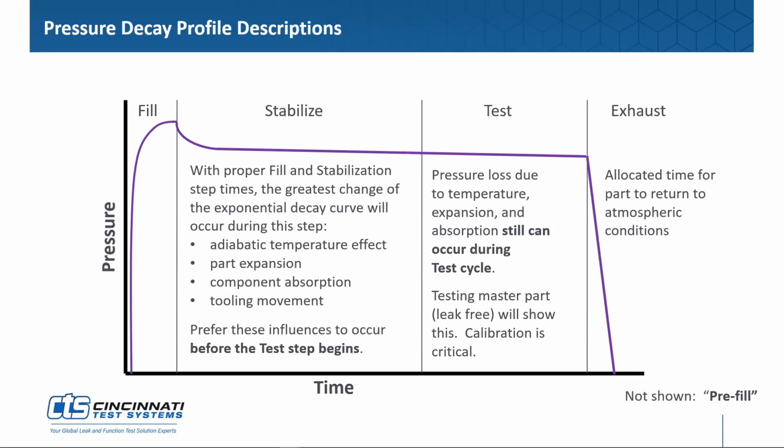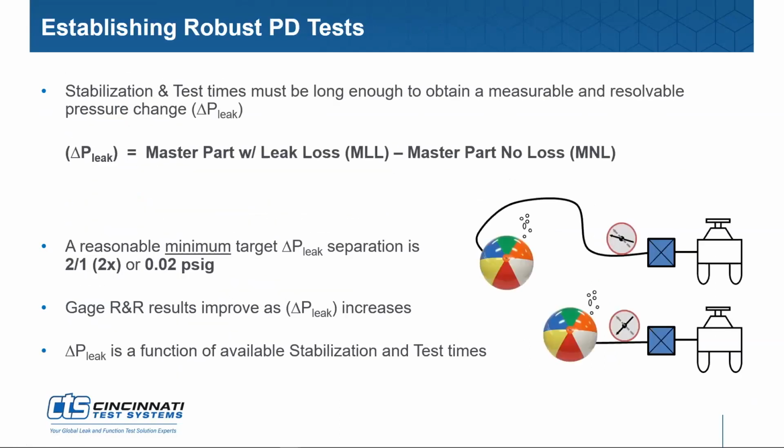You want to allow enough time to bring your part up to a stable pressure, give it enough time to fill porosity, and then change that over into stabilized time, allowing enough time for pressure to be absorbed into the part and for temperature to stabilize within the part before you go into test. And then test needs to be long enough to see the difference between a known good part and a known bad part. And Russ, you might say, how do I do that?